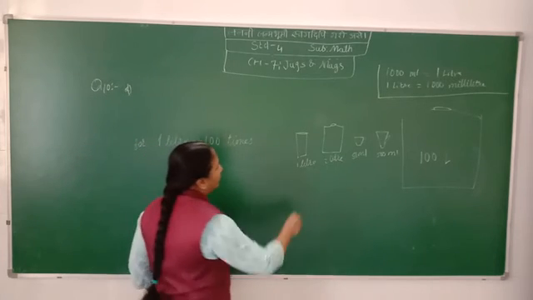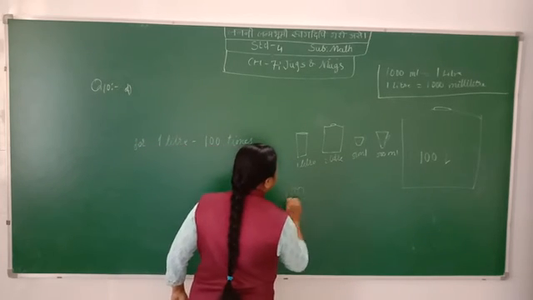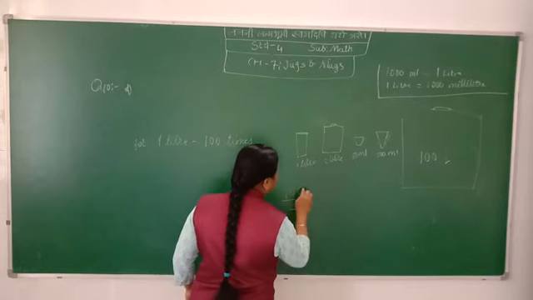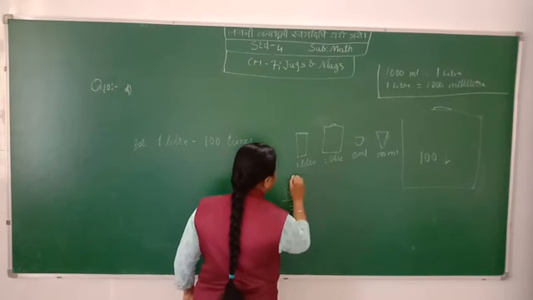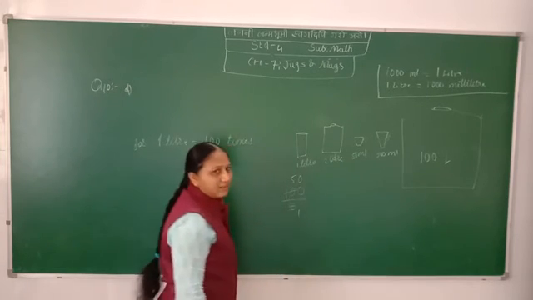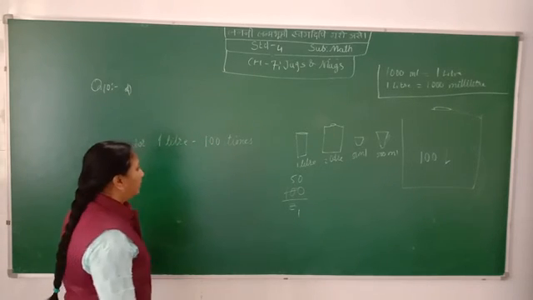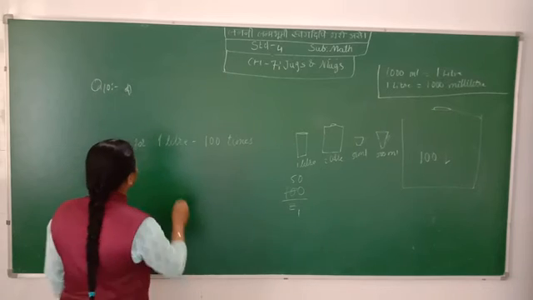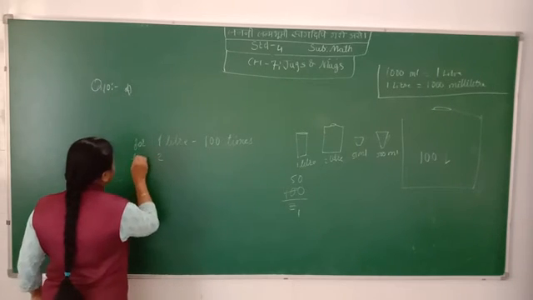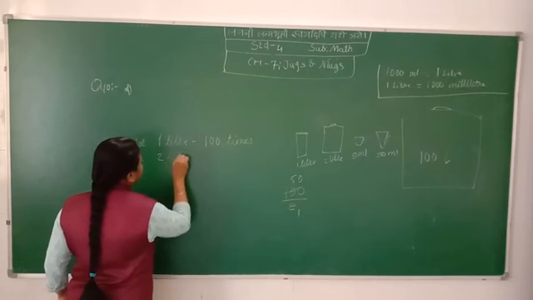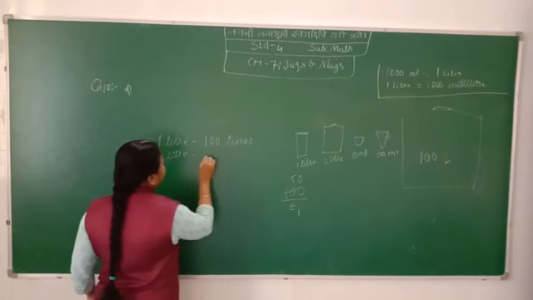So what will we do? We can do it in the mathematical way also. 100 divided by 2: 2 ones are 2, 2 fives are 10, and 0 is 50. That means if I am using a 2 liter pot, I will require 50 times to pour. For 2 liter, 50 times.